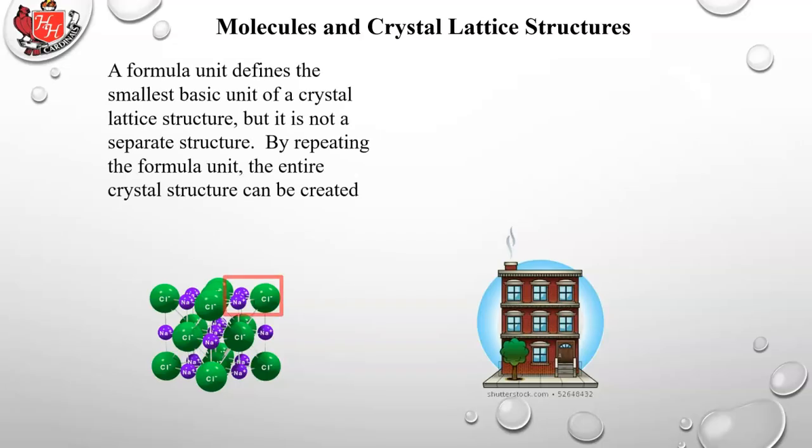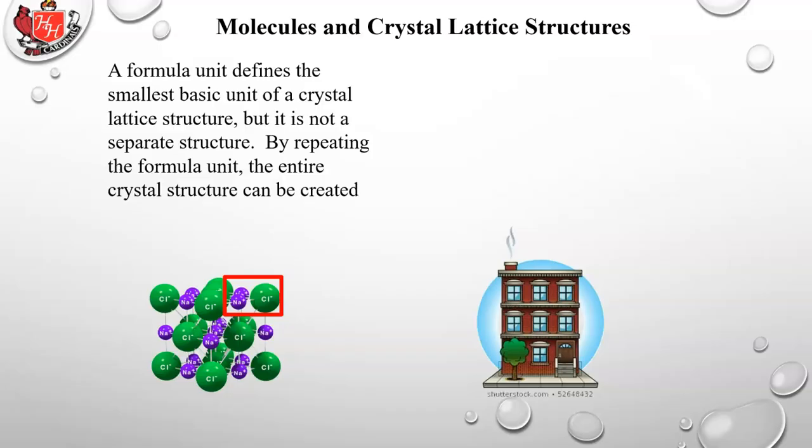Okay, so a formula unit defines the smallest basic unit of a crystal lattice structure, but it is not a separate structure. By repeating the formula unit, in this case NaCl, the entire crystal structure can be repeated. So you see how that salt crystal there is made up of NaCl repeated. So this NaCl is like a single unit of that, and if you keep repeating the unit cell, you create the entire structure.